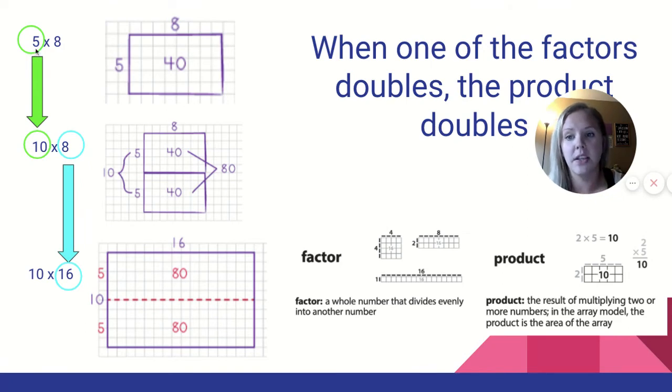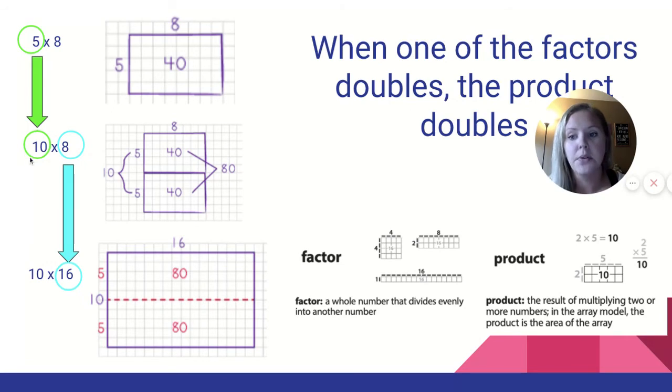So what we're noticing here is when one of the factors doubles, so when 5 doubles, just one of the factors, the answer doubles, right? So this was 5 times 8 equals 40. 10 times 8 equals 80. The answer, which went from 40 to 80, doubled, as did one of the factors. So when you double one of the factors, the answer also doubles.